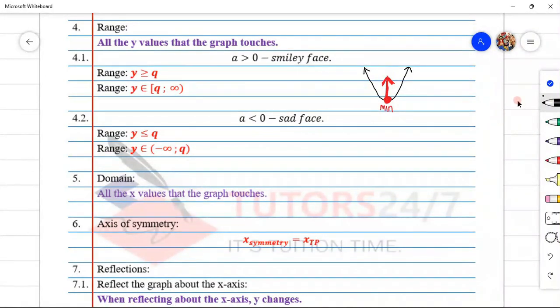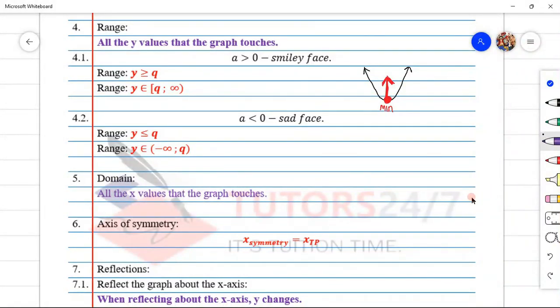Now, what is important to take note of is that in most cases, you'll first have to find the y value of your turning point before you can find your range. Or sometimes in a previous question, you would have already found your turning point, so you can just extract the q value. We use the inequality greater than or equal to because we are including the value of q, because our graph does in fact touch the q value. If it didn't touch the q value, we would only have y greater than q, not y greater than or equal to q. So that's an important note.